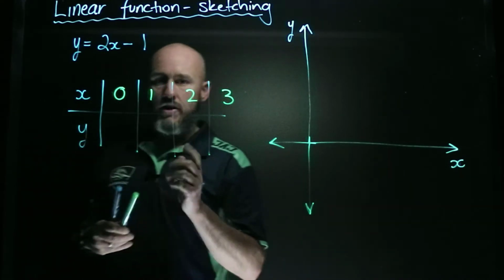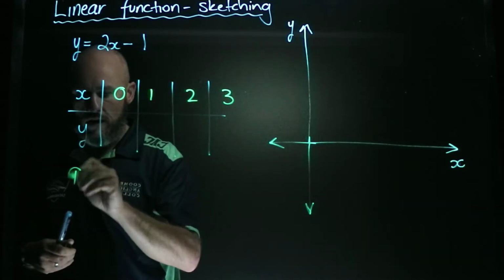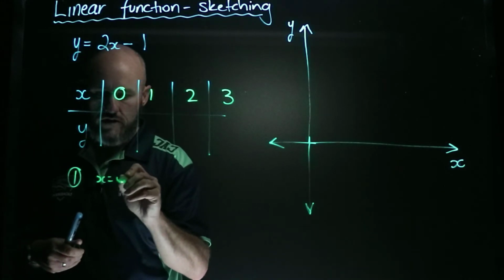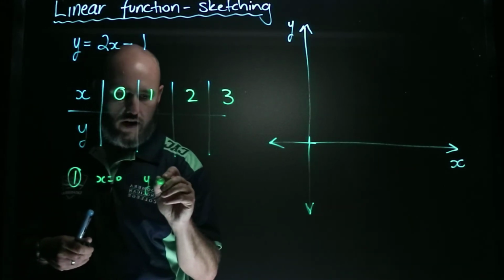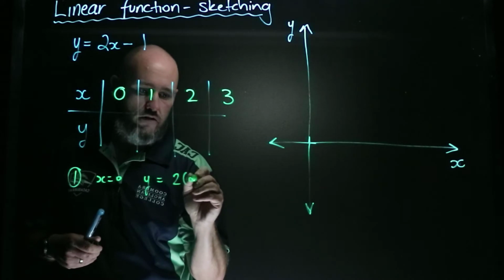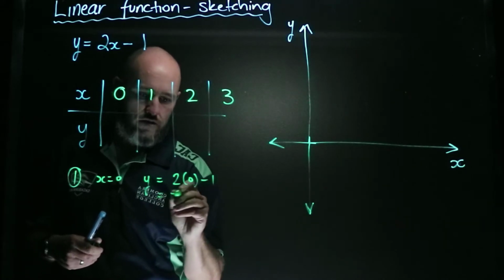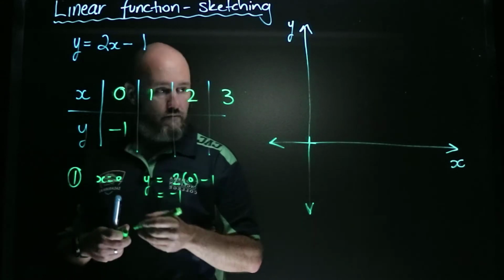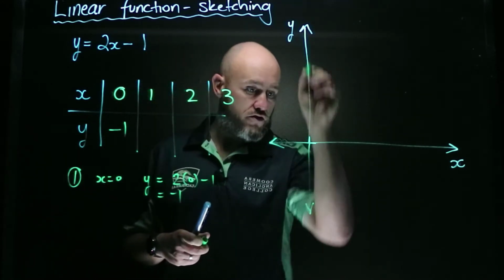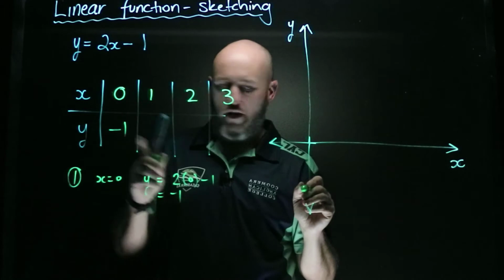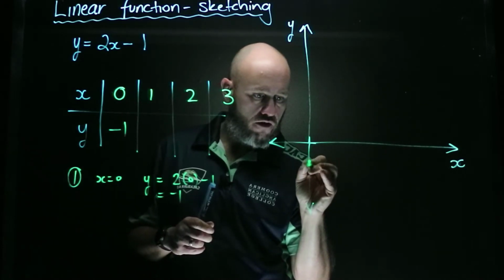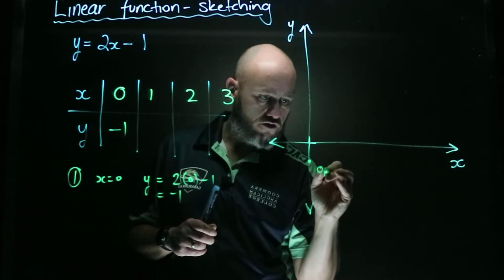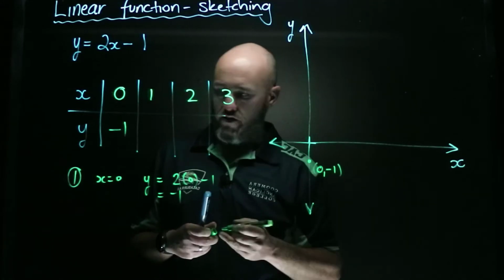So let's do this y value calculation. For the first one, where x is equal to 0, hopefully you can see y is equal to 2 times 0 minus 1, which equals -1. So I'll pop a little -1 in there. And this is now a coordinate: when x equals 0, which is the y-axis, y is equal to -1, which is here. And I'm going to mark that coordinate in this case as well. It's all part of my communication.